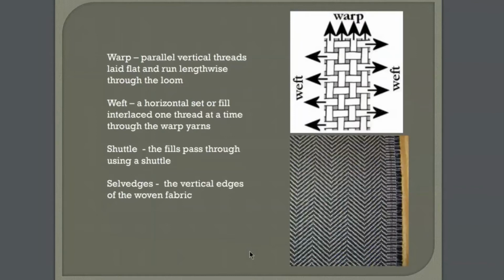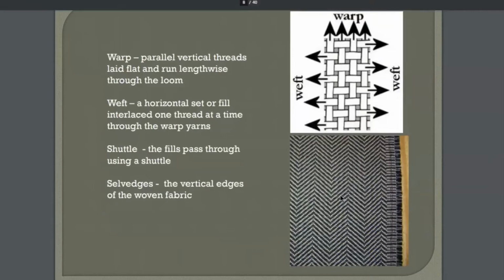Then weft yarns, a horizontal set or fill, interlaced one thread at a time through the warp yarn. So that very simple over and under that occurs with the weft yarns. So instead of having a big ball of yarn as you go over and under the warp yarns, there's something called a shuttle. When you look at the automated video that's posted on that first page, the video of weaving, that little shuttle looks like a quick little rabbit that runs through the warp yarns over and under.